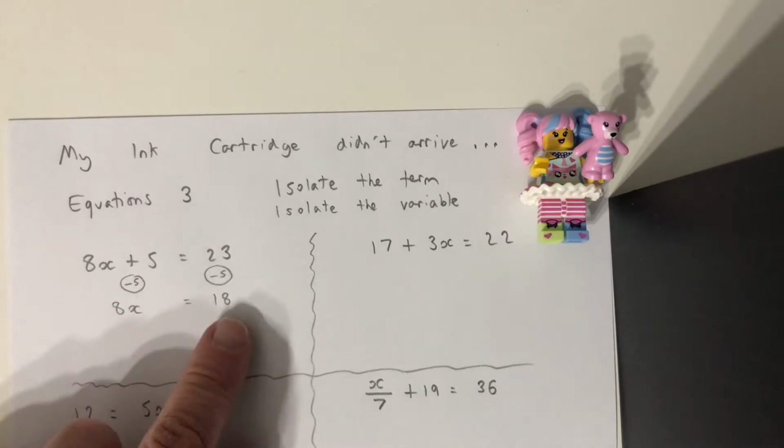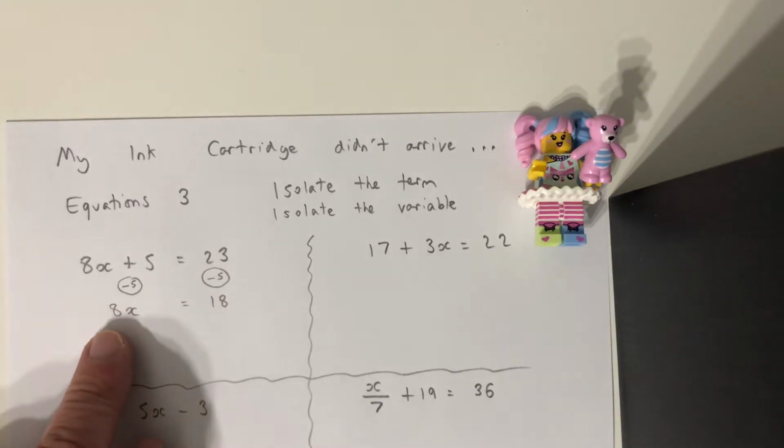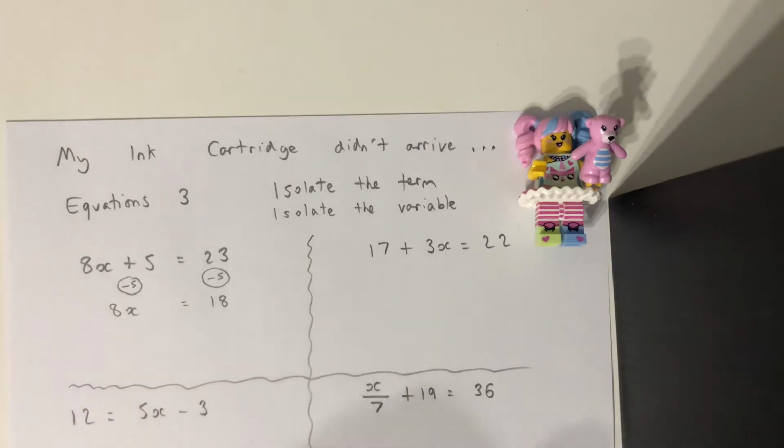Now we've got 8x is equal to 18. 8x means 8 times x, or x times 8. So the actual action that is happening to that variable is multiply by 8 at the moment. What I want you to think a bit about is what is the opposite to times by 8?